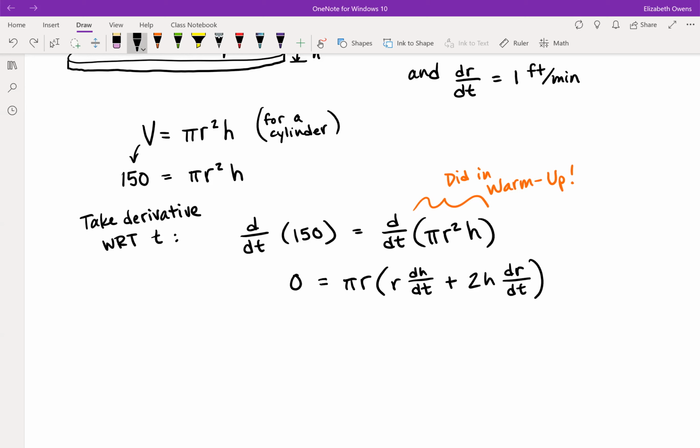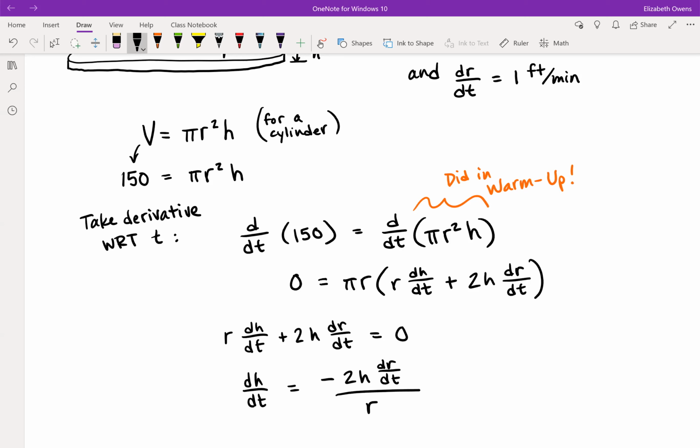Let's see. Notice how this is factored already. So we could set pi r to 0, but the only way to solve that is if r equals 0, and that's not what we want. So we could say r dh/dt plus 2h dr/dt equals 0. Okay. And then solving for dh/dt would mean subtracting 2h dr/dt and then dividing by r. Okay.